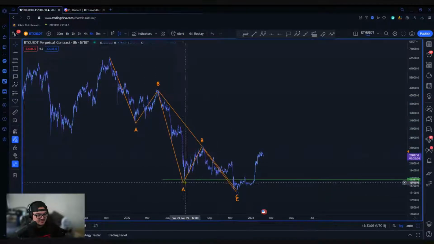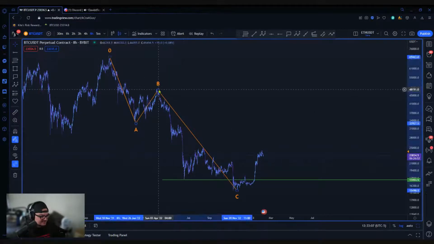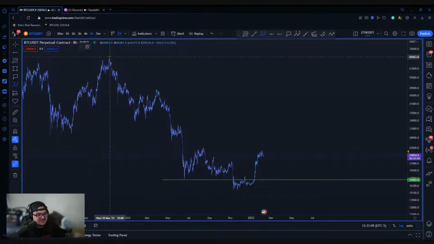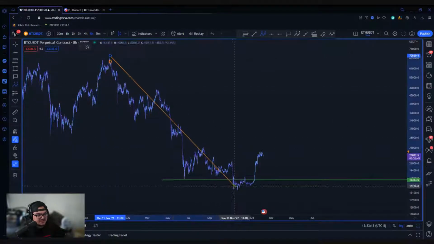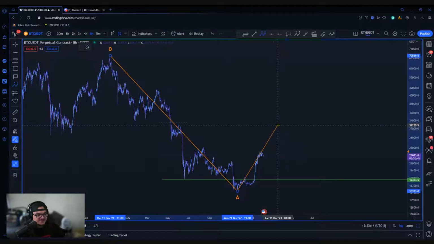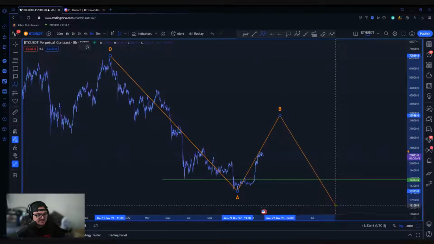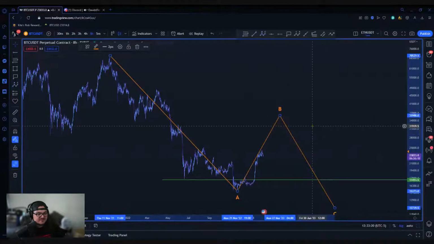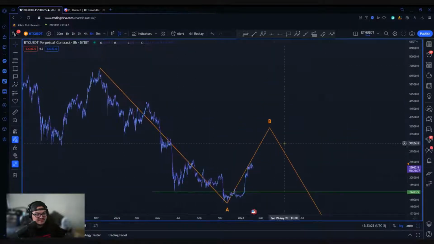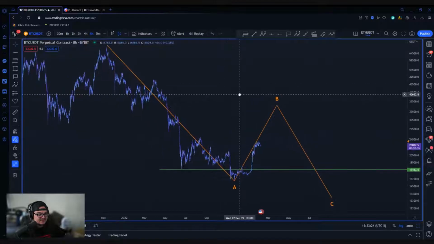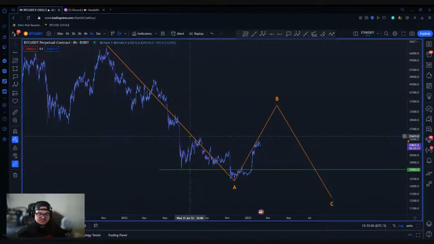On the contrary, we can also argue that maybe this is just the beginning of something. Maybe this ABC is one larger A. We're working our way up to a larger B and possibly coming down for a larger C. These are the two main ideas at the moment on the macro scale. You definitely could make an argument for both. It's hard to be on one side of this or the other.